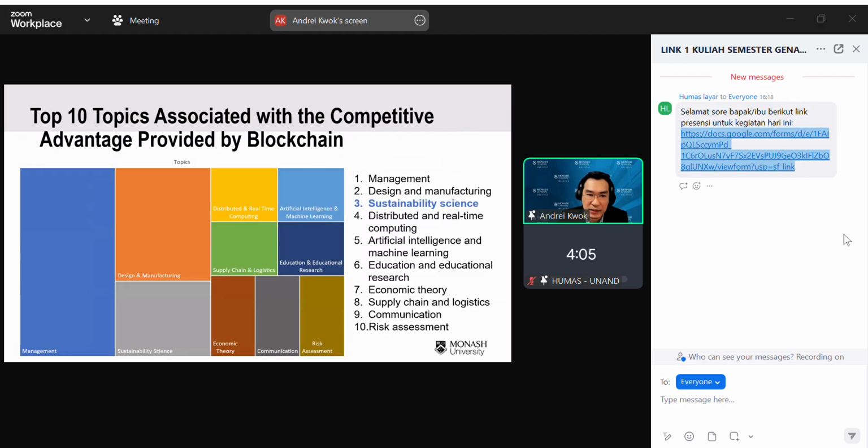So we also analyze what are the topics associated with competitive advantage by blockchain. And we find these are the top 10 topics. The first one is about managing the technology or managing the firm. The second one is on design and manufacturing. And the third one is on sustainability science. Of course, we also have distributed and real-time computing, AI, machine learning. Education is also an important part. There's a lot of studies done on blockchain application in education, especially the credentials at higher education. Then we also see areas like risk assessment or communication.